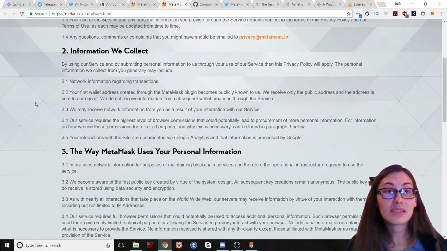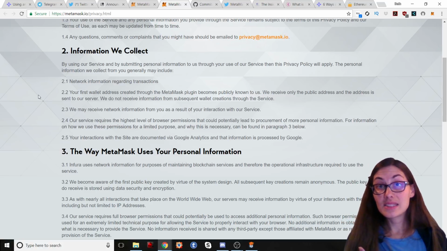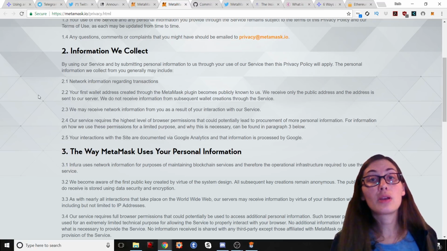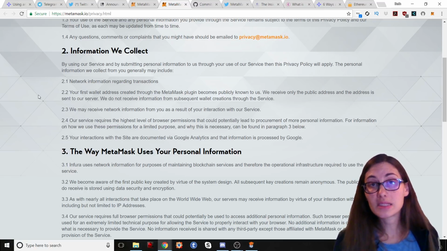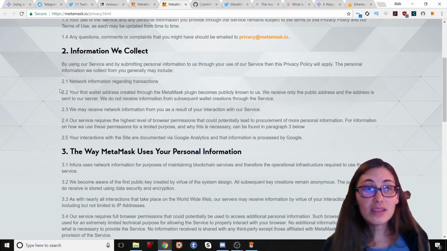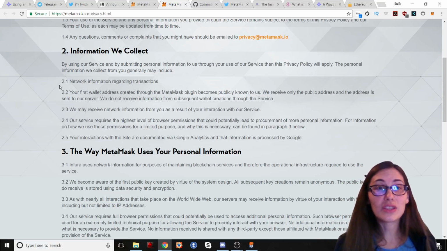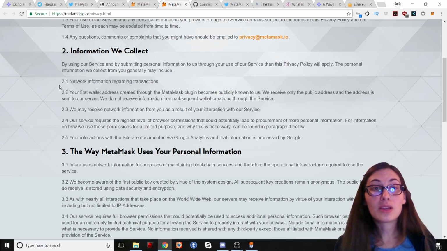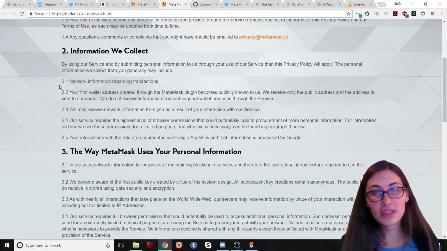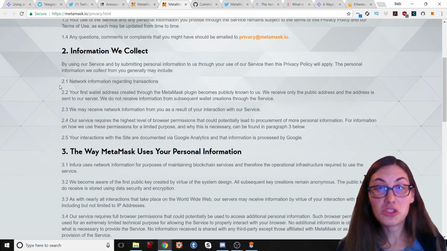There are a couple things that are very, very interesting here. So the information that they collect, as the type of extension that this is, you give them the most permissions that you can think of. And they say here that the permissions are necessary for the technical aspects of MetaMask, which I understand, but also, by using the service, you are allowing them to collect information that they collect from you generally may include, which isn't even limited, so it's general here, but network information regarding your transactions.